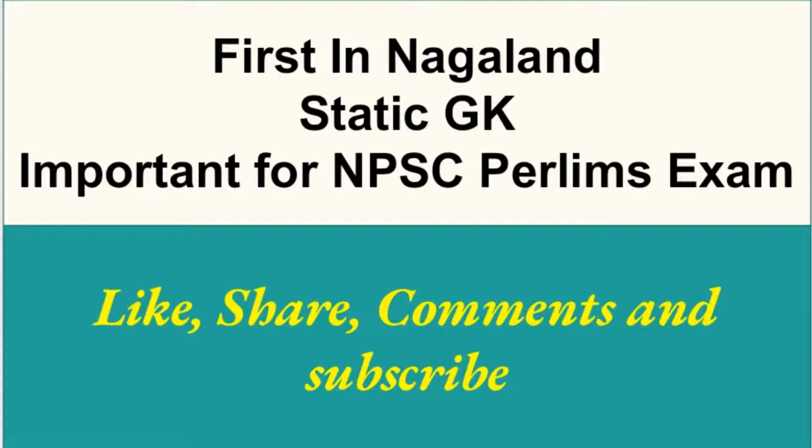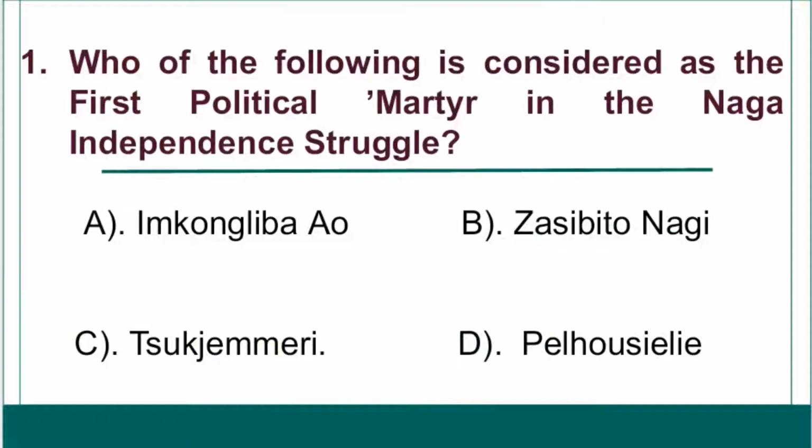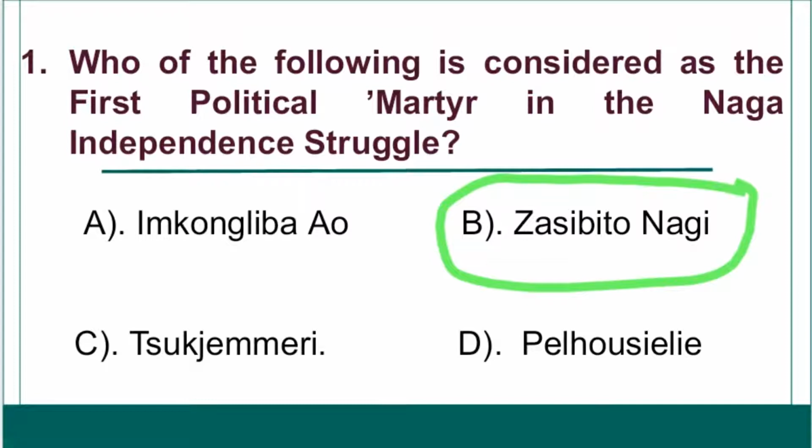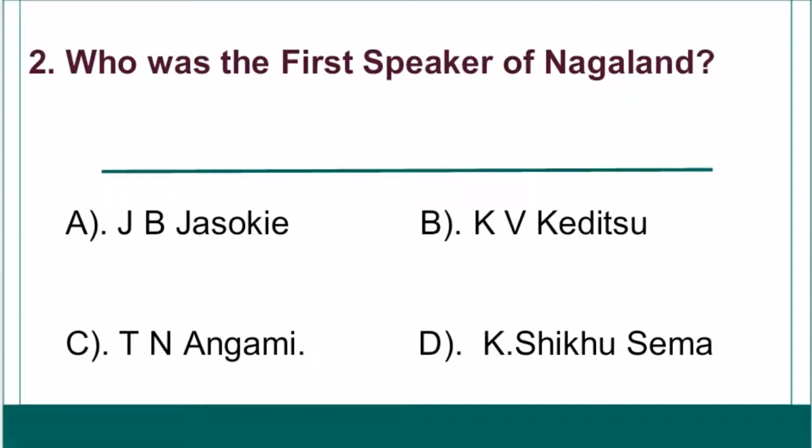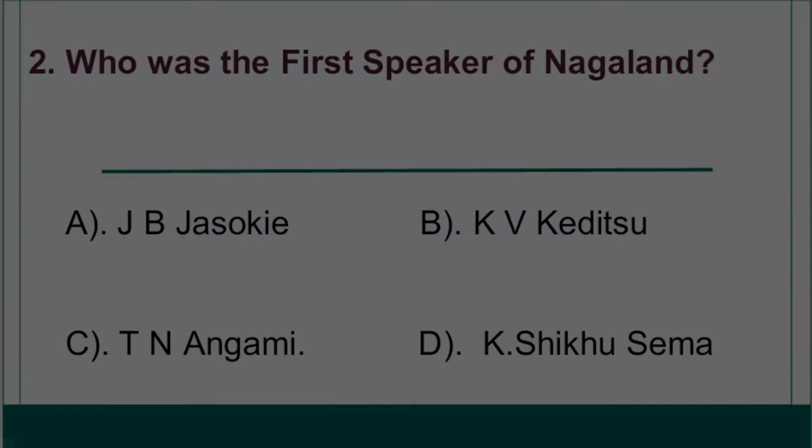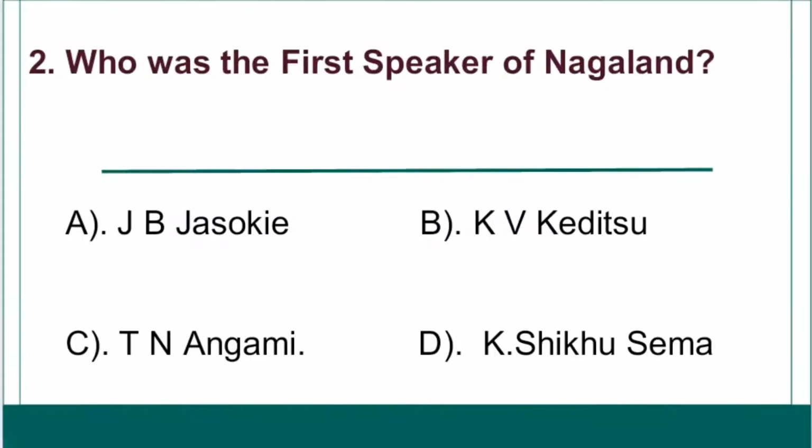So let's get started. The first question is, who of the following is considered the first political martyr in the Naga independence struggle? The correct answer is option B, that is Zasibito Nagi. The second question is, who was the first speaker of Nagaland? The correct answer is option C, that is D.N. Angami.